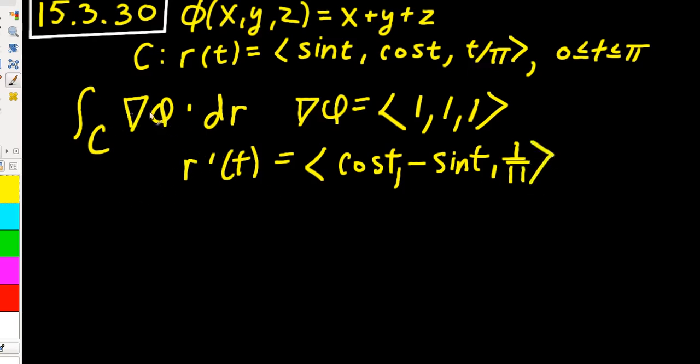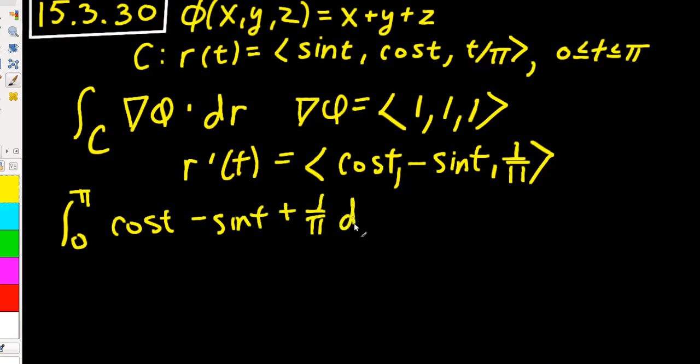So now using this parameterization, the integral becomes the integral from 0 to pi of the dot product of this 1, 1, 1 vector with r prime, cosine t, negative sine t, 1 over pi. So that becomes cosine t minus sine t plus 1 over pi. And we're going to integrate this from 0 to pi.